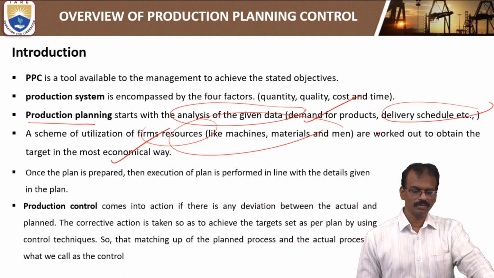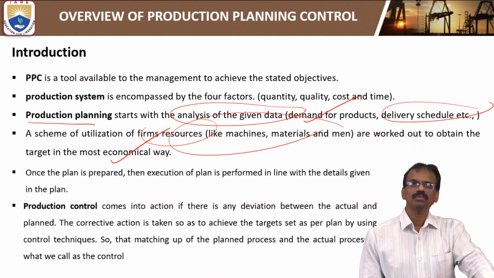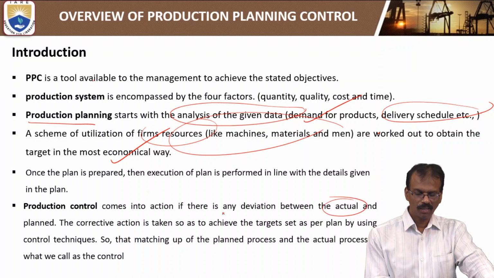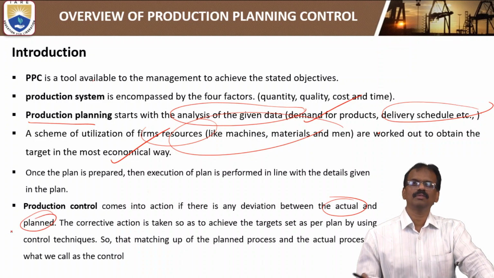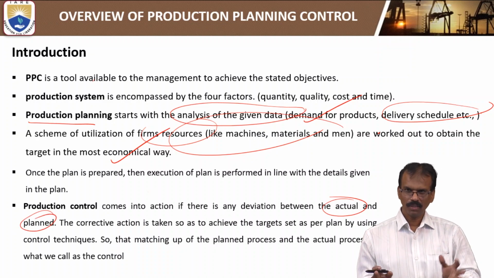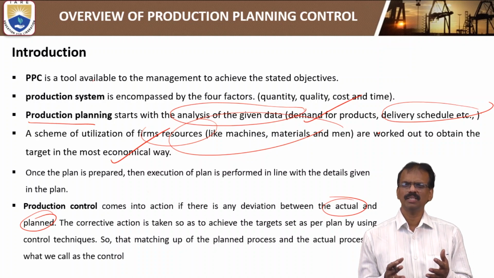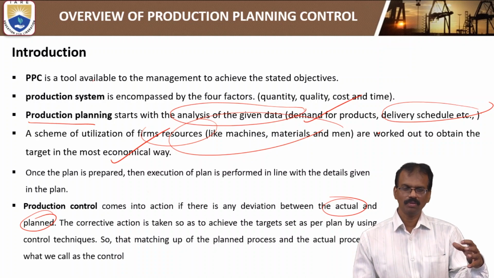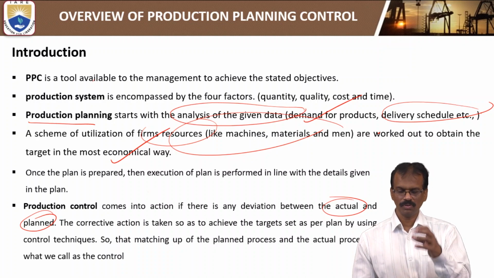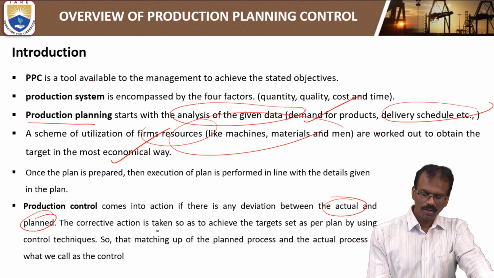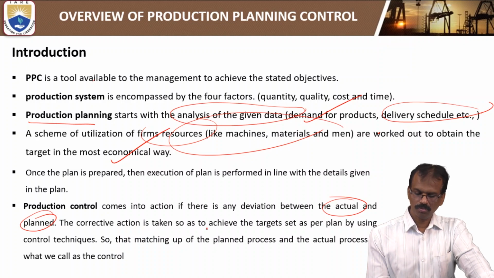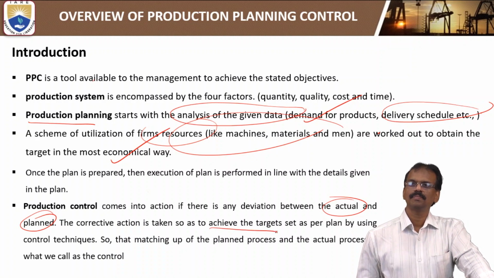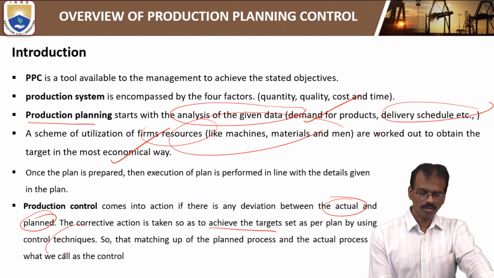So control. Control comes into action if there is any deviation between the actual and the previously planned. So the current going process and the planned process, you have to observe if there is any deviation. If there is any deviation, you have to control the system to bring the process into the planned process. Corrective action is taken so as to achieve targets set as per the plan by using the control techniques.